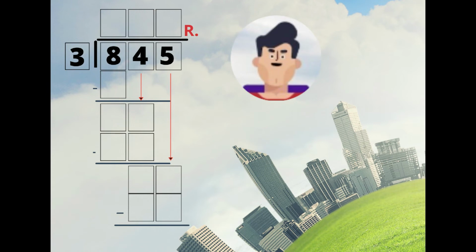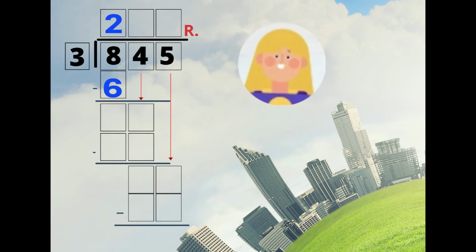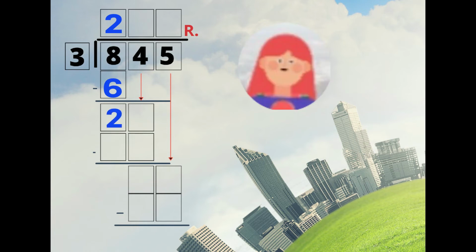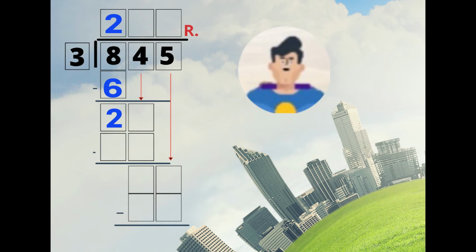I divide. There are two groups of 3 in 8. I multiply. 2 times 3 is 6. I subtract. 8 minus 6 equals 2. I bring down the 4, which now makes 24.